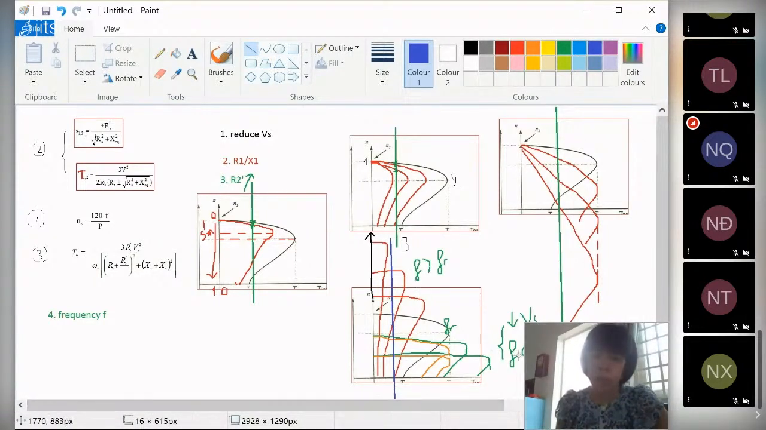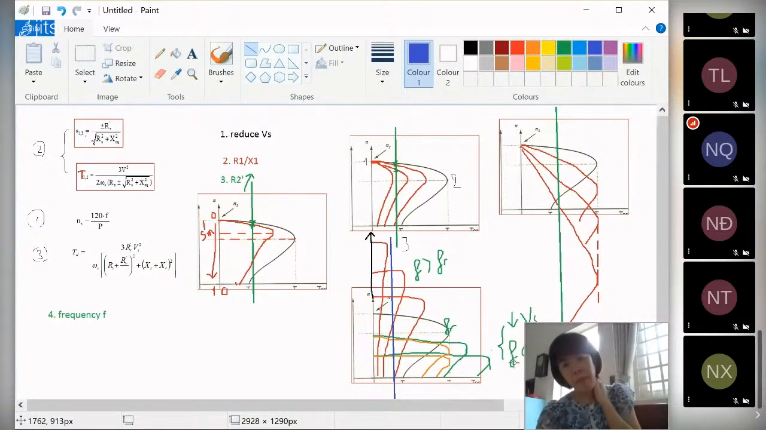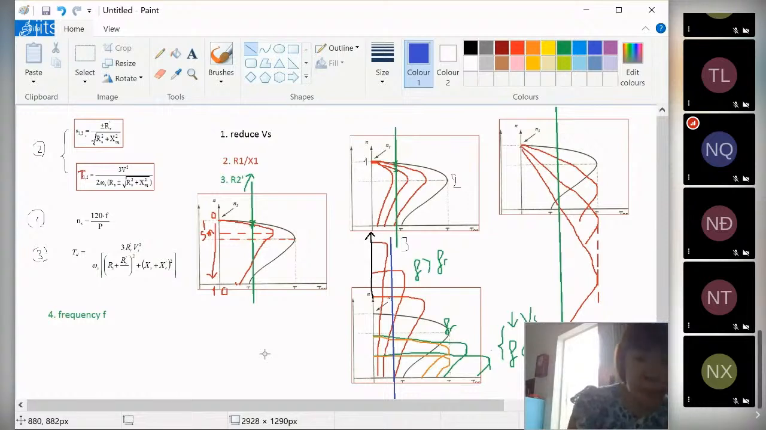if the load is constant, when you reduce the frequency, will the speed be reduced or increased? Reduced, very good. And the speed range is very large, so this is an efficient method. Do you agree with me?